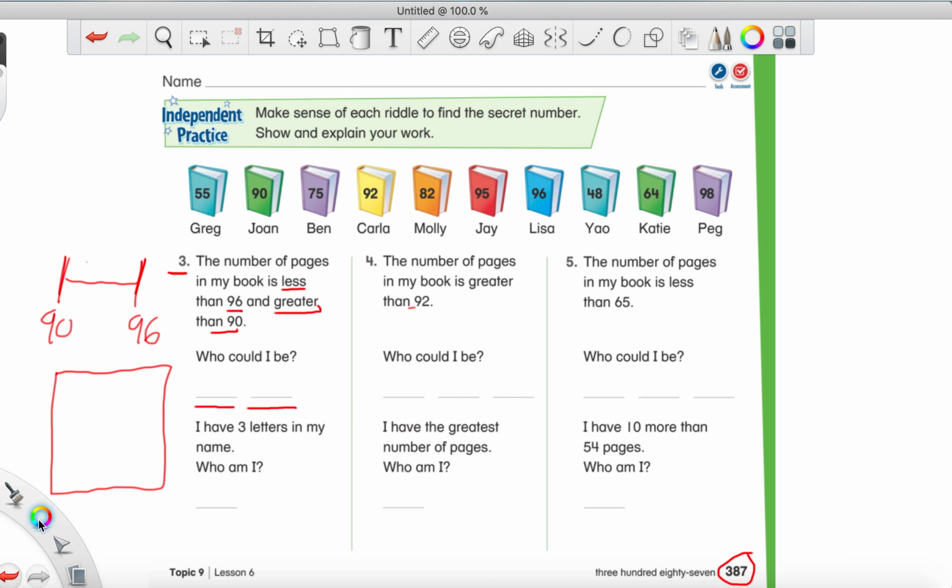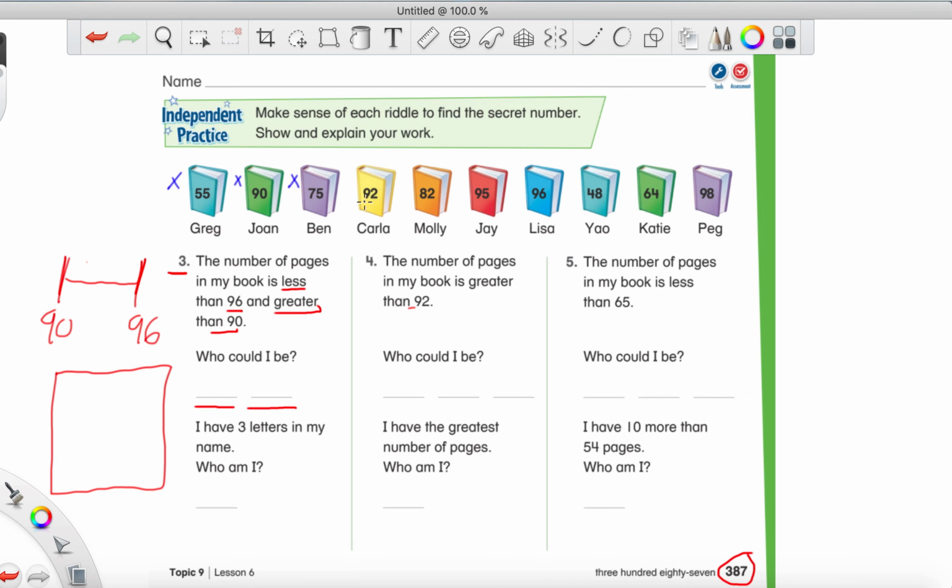Okay, and I'm going to just put my names in this little list over here. So Greg has 55. That's less than. We don't want that one. We have Joan over here. She's got 90. That's the same as 90. It's not greater, so we don't want that one either. We have Ben with 75. No, still too small of a number.